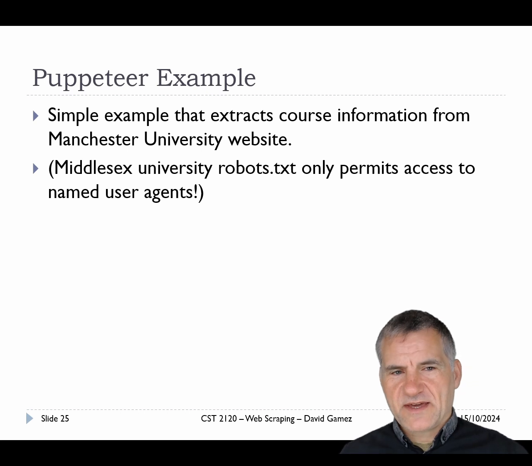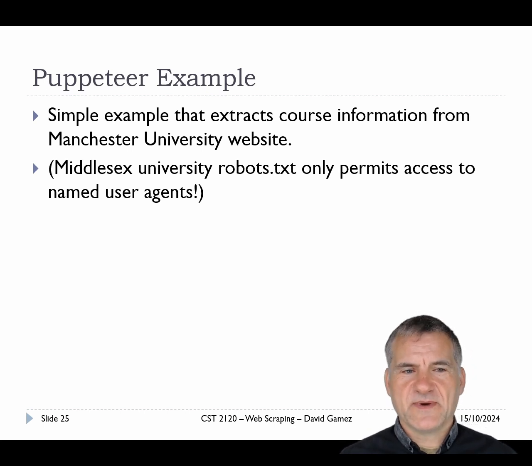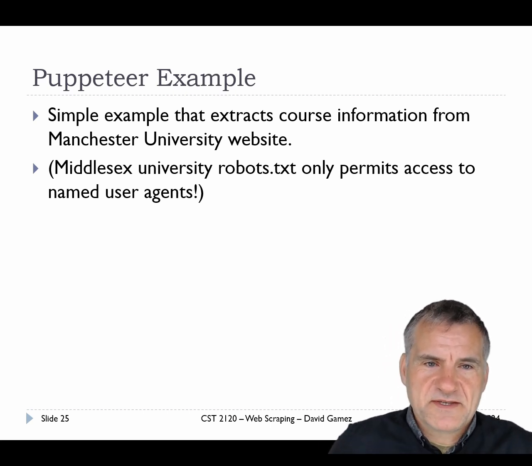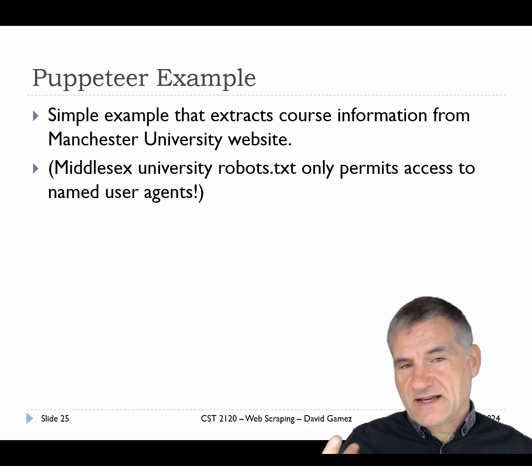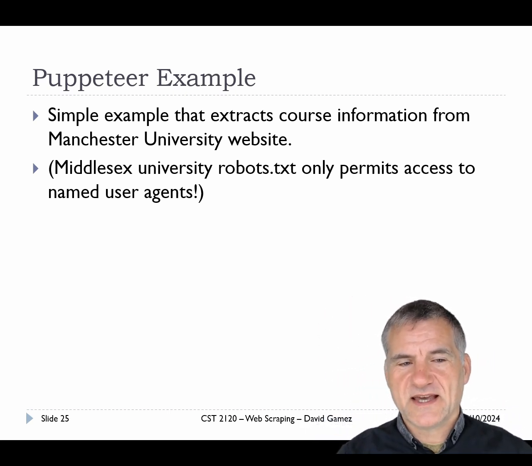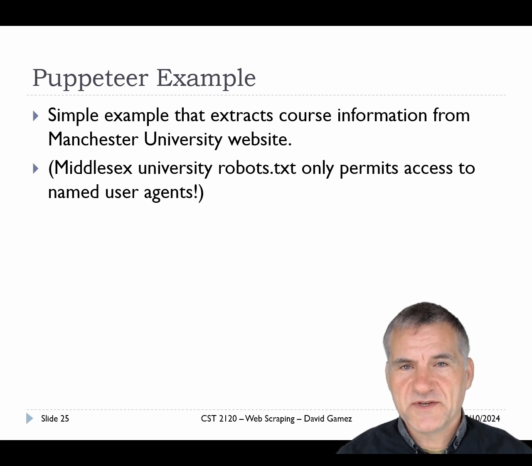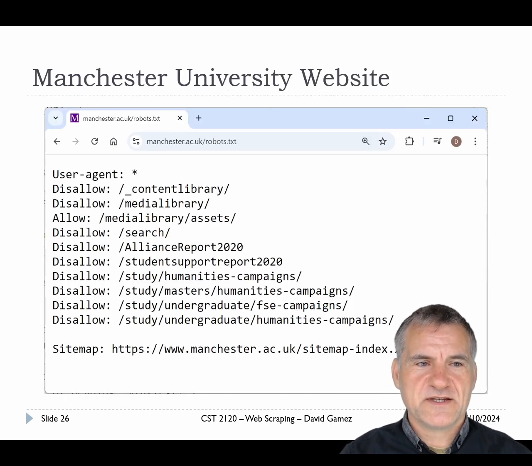So I thought I'd put together a simple example that extracts course information from the Manchester University website. Obviously this is generalizable. It's just a simple example of how to use Puppeteer to scrape data. And I had to use Manchester because, as I explained, the Middlesex University robots.txt only lets named user agents access data on the page.